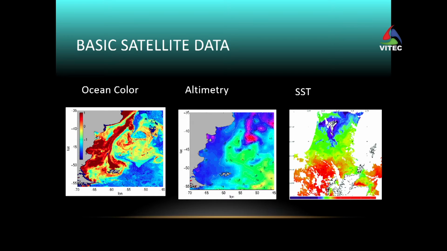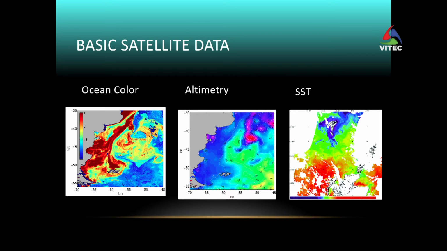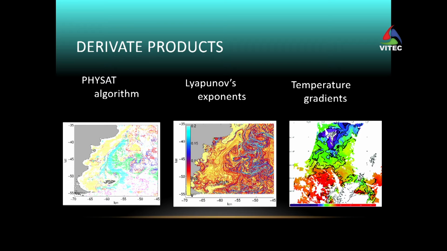Altimetry, in this case, represents the same region, used to derive ocean fronts and oceanic currents, and the sea surface temperature is the basic characteristic to characterize biogeographic fronts. From this, we can have derivative products, so more elaborated products. In this case, I have an example that uses all the ocean color data, that is the FISAT algorithm.